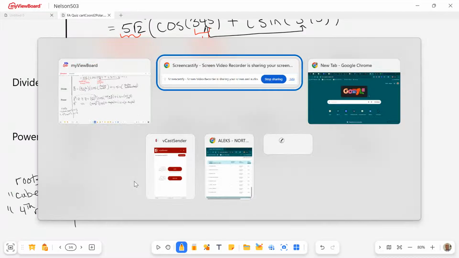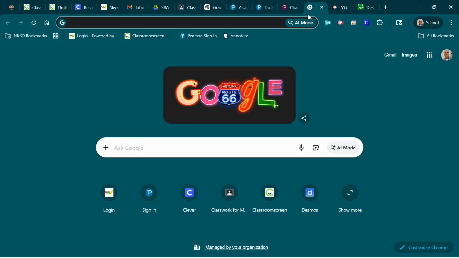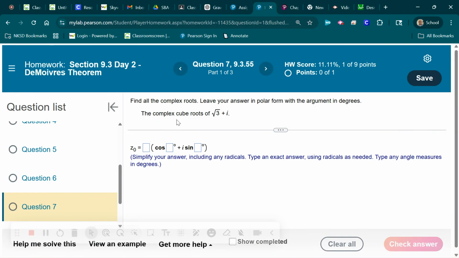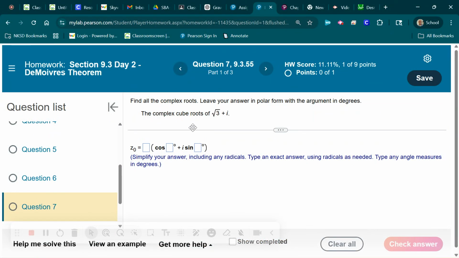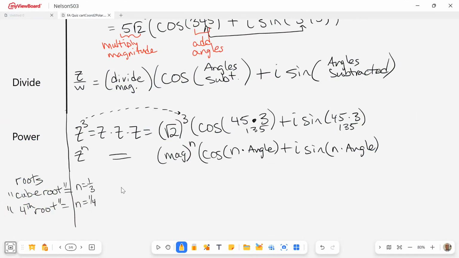I'm going to grab a problem from the homework right now, and it says I want to find the cube roots of the square root of 3 plus i. The first thing I need to do is convert square root of 3 plus i to a polar represented complex number. They don't even give it a letter like w or z, so I'm just going to put square root of 3 plus i, and we're going to take the cube root of it. So here's our example where we want the cube root.